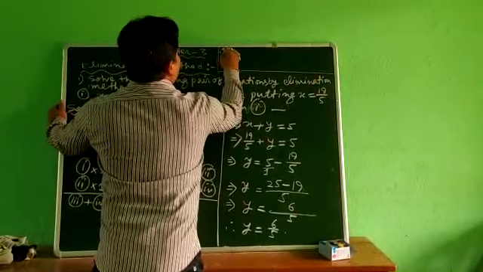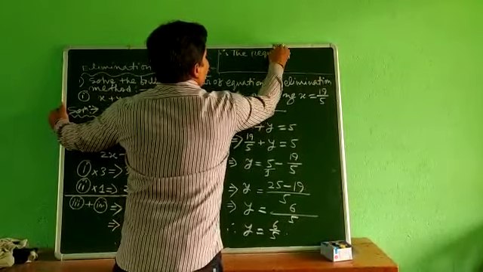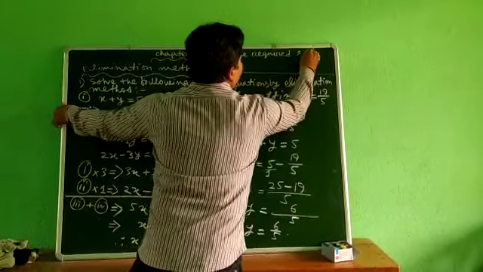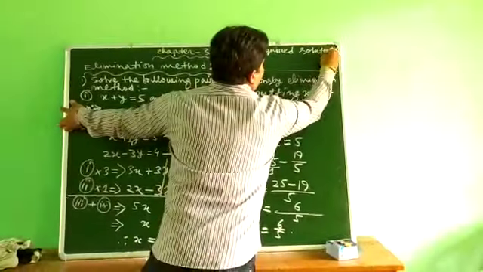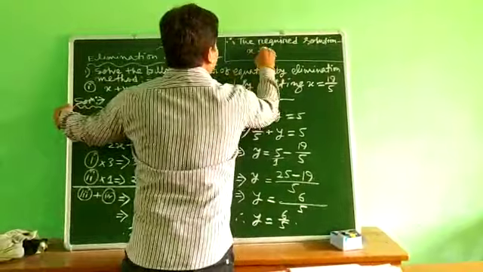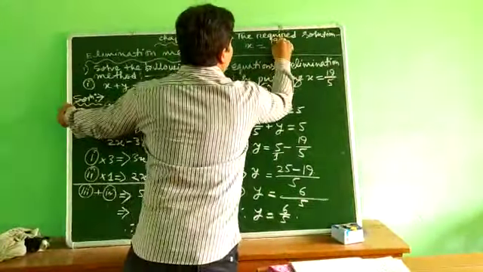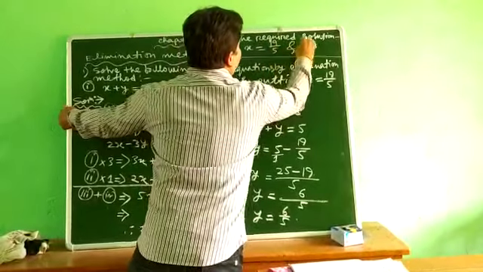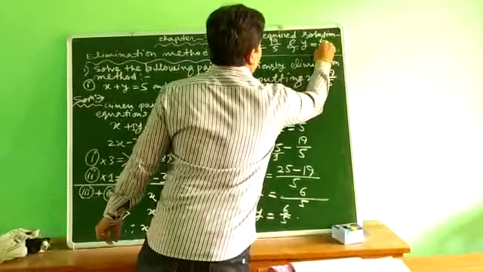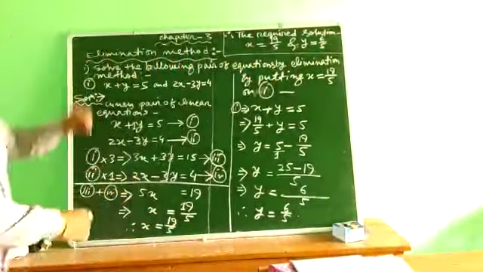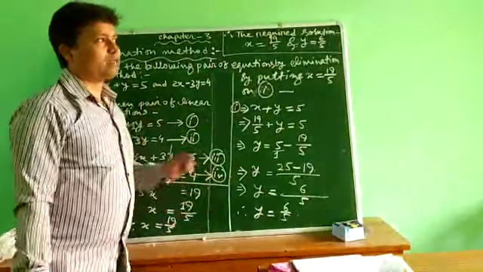Therefore, the required solution is x equals 19 by 5 and y equals 6 by 5. So now, this way, we can solve a pair of linear equations by the elimination method.